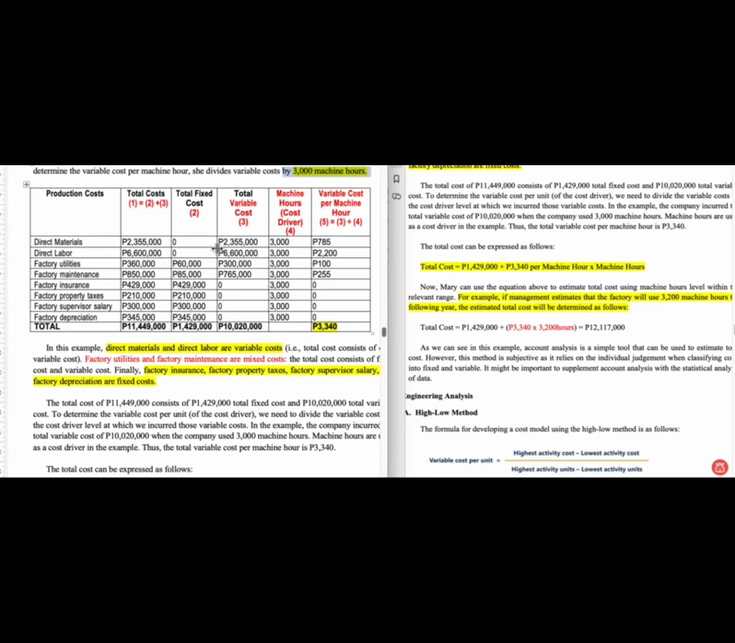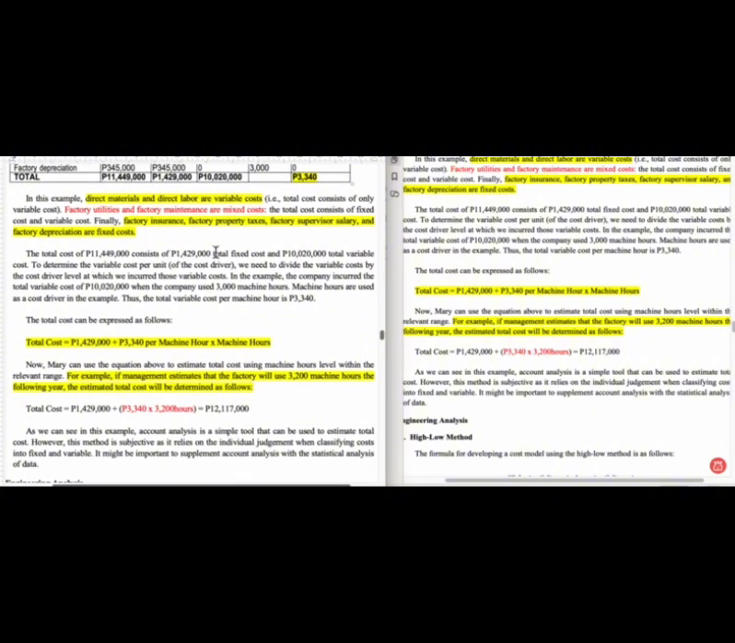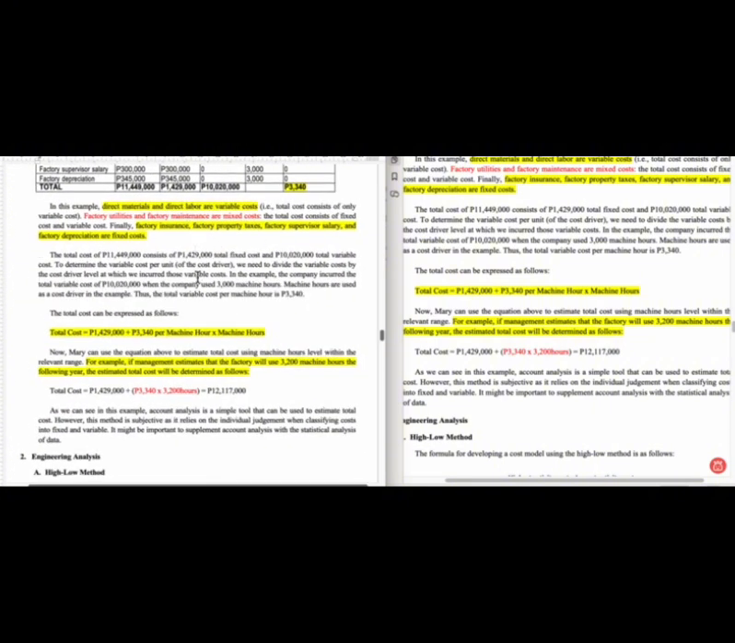Now, 3,340 multiplied by 3,000. How much? If 3,340 is multiplied by 3,000, we have 10,020,000. That is the total variable cost.